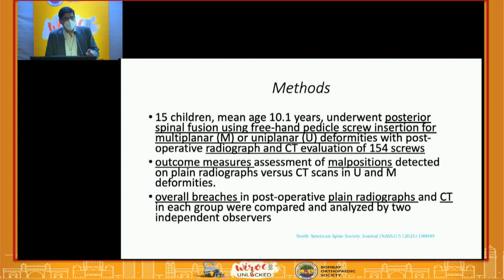This was a non-consecutive series, as in all patients who were operated, there were around 40 patients and only 15 underwent CT scans. Again, this is mentioned very clearly. And they underwent the same technique of free and pedicle screw placement. And the primary outcome measure was the assessment of the malposition on an X-ray and on a CT. And then the breaches were looked at by two observers, on an X-ray measured separately and then on a CT measured separately.